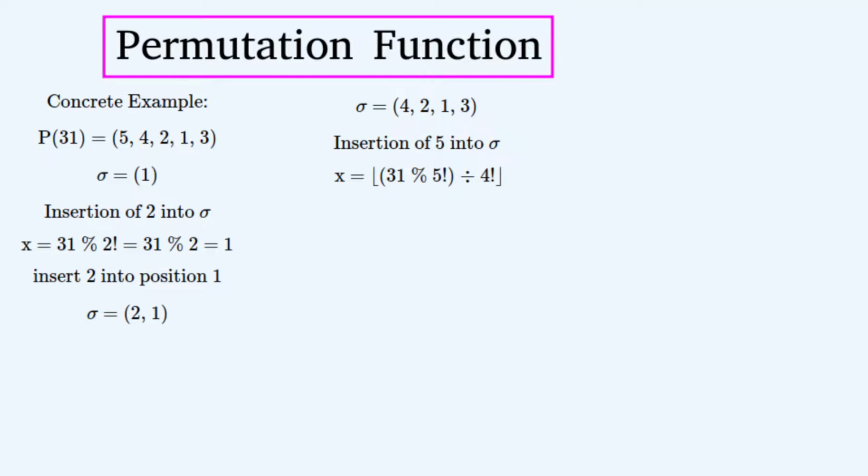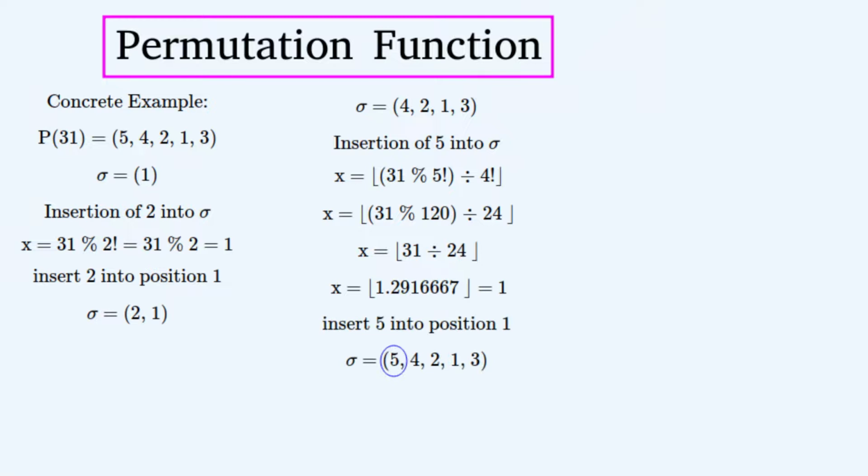Now to insert the number 5 into the list. We'll calculate where to insert it using this formula. And x will be calculated to be equal to 1. So we'll insert it into position 1. And so this completes the calculation of this permutation for the number 31.